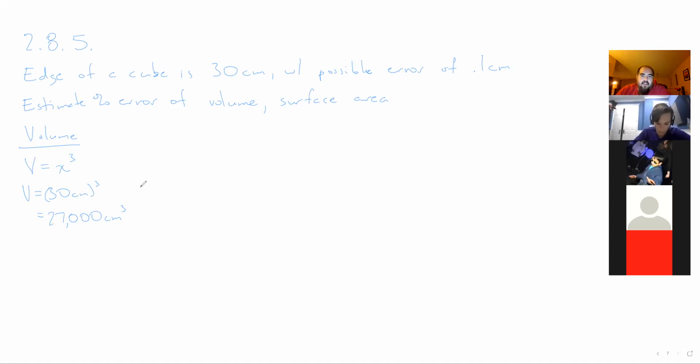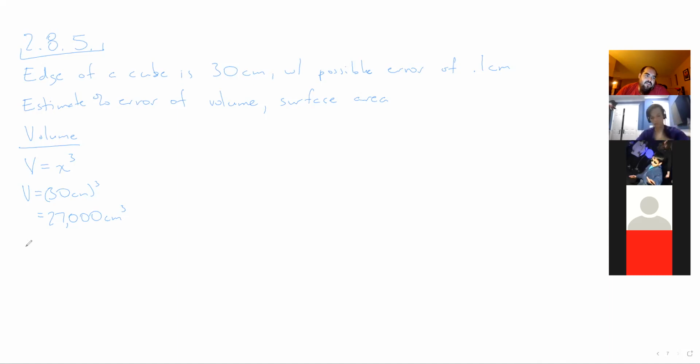Okay, so that's one thing I'm going to need. What else do I have to do to figure out what the percentage error might be? Would you have to multiply the 30 centimeters, the volume, by the 0.1? Not the volume, but really this error is going to be a rate of change. Because of that, I need to take a derivative.